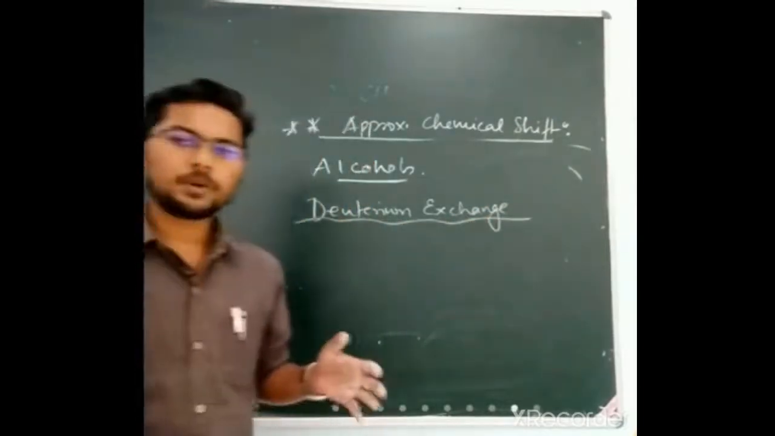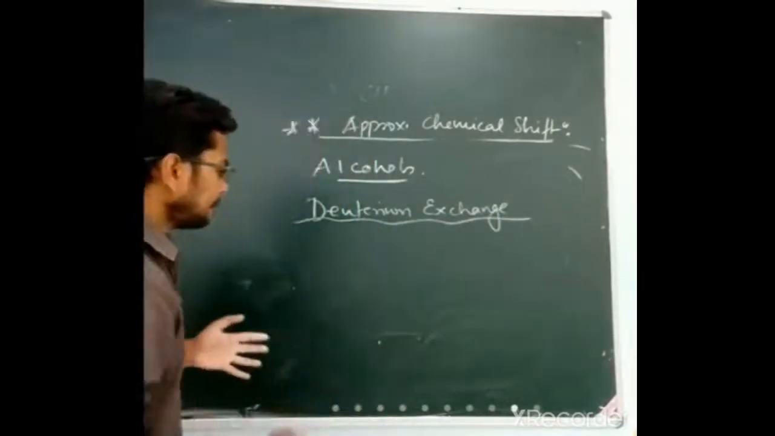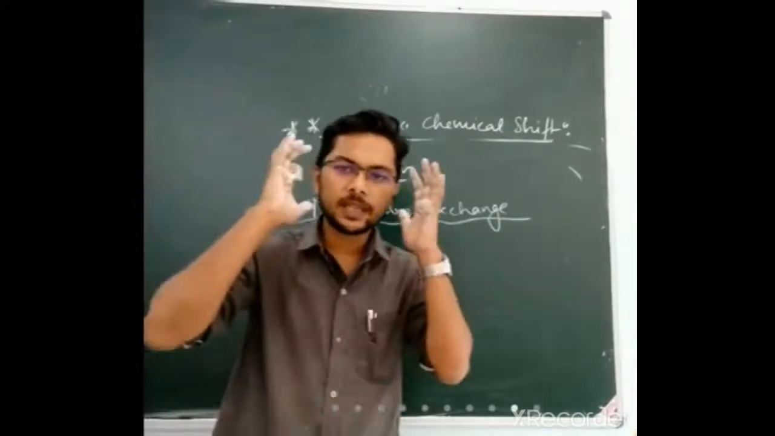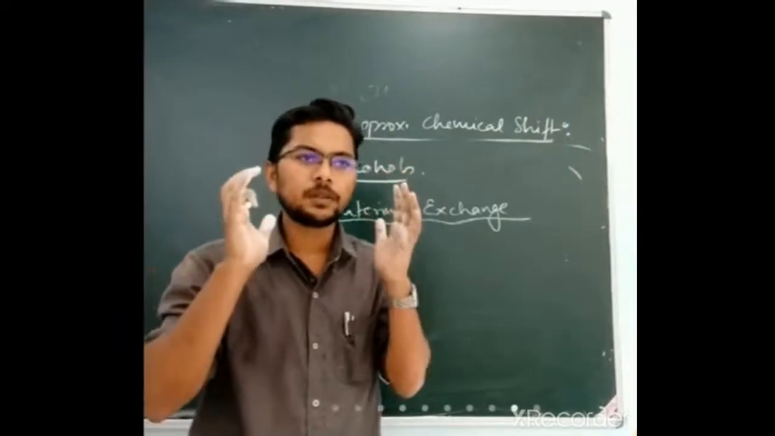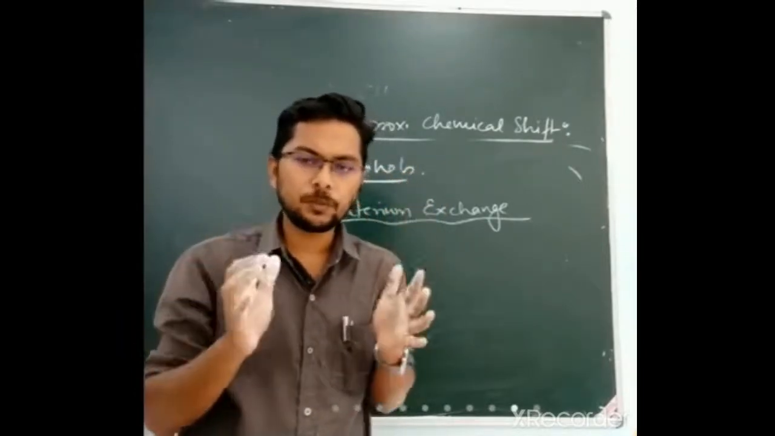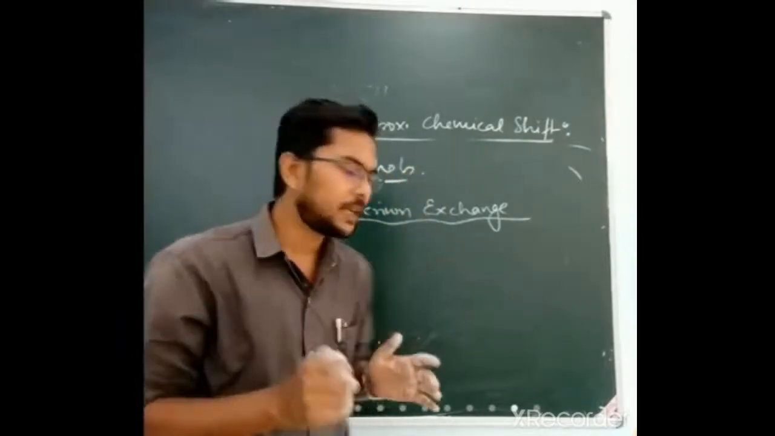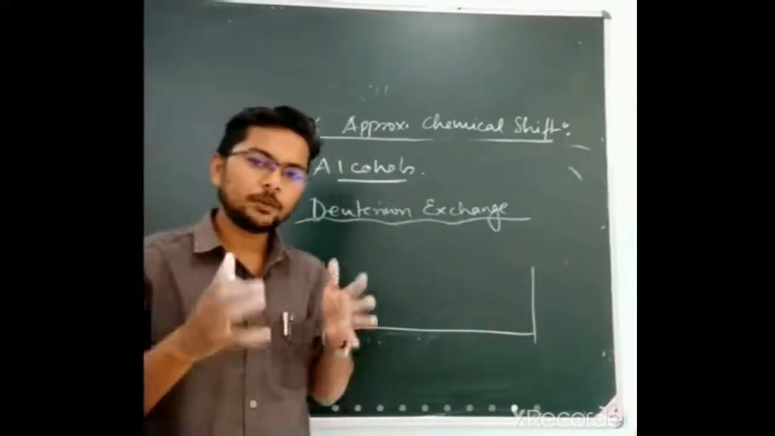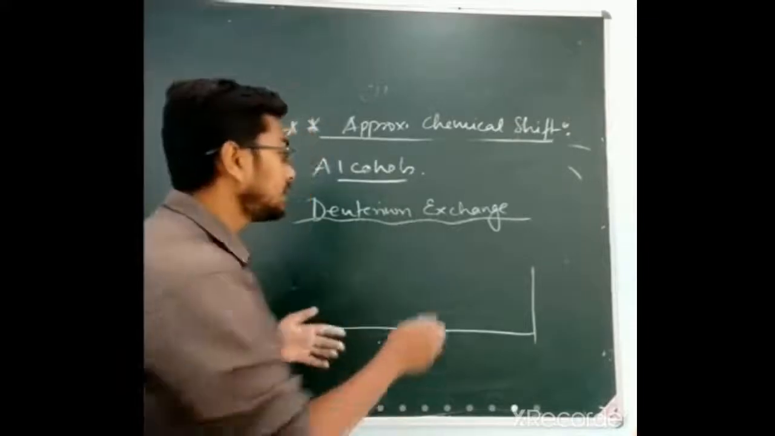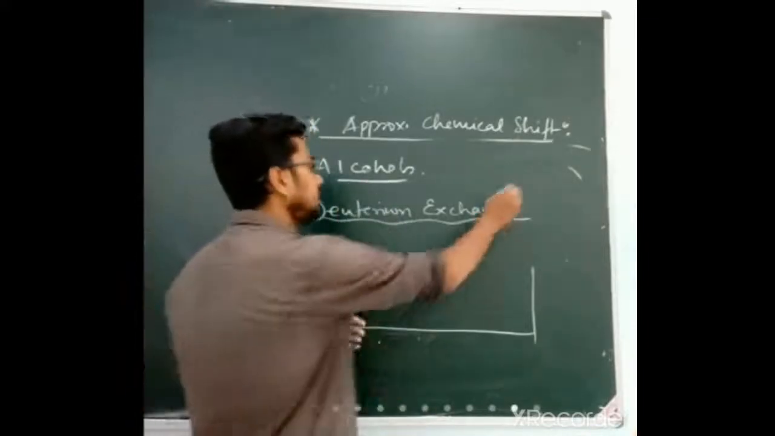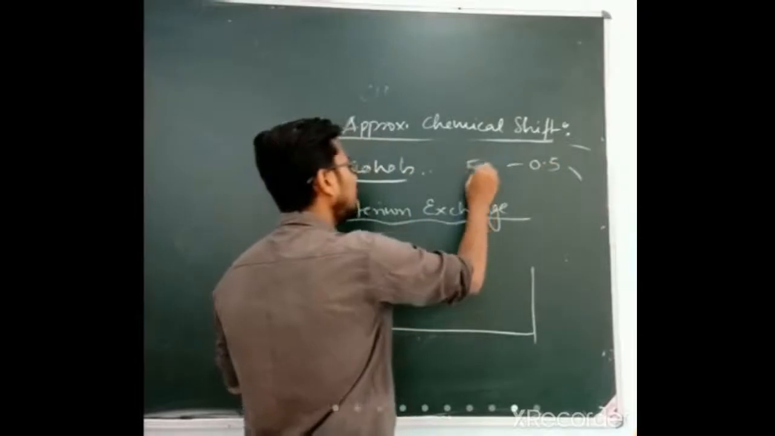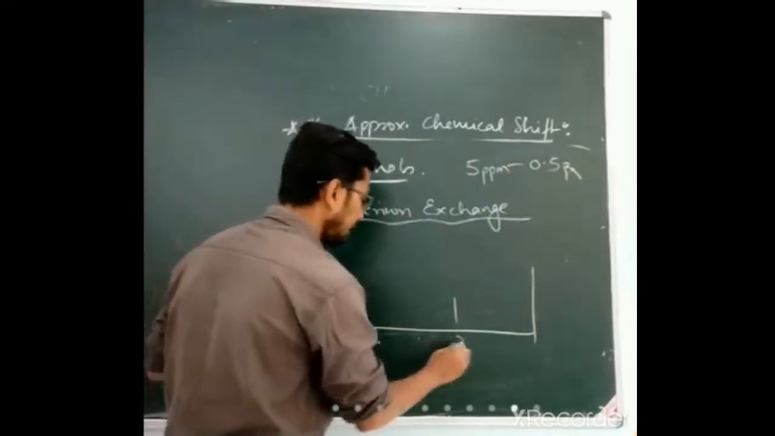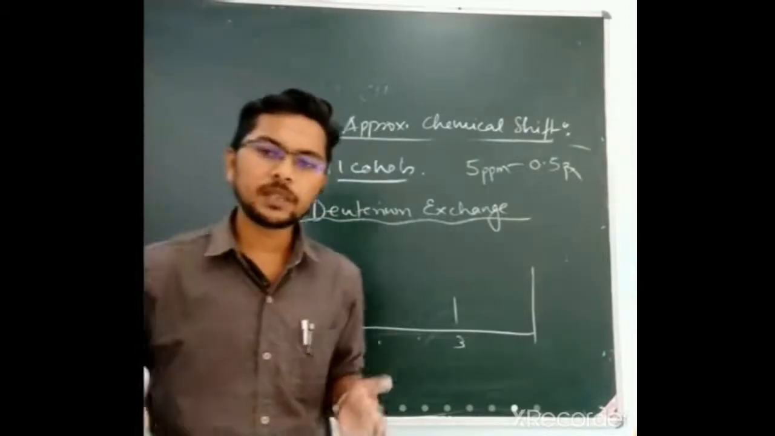Suppose your compound is unknown. Suppose you are taking an unknown compound, an alcohol. You are thinking that this structure should have an OH group, and you are recording an NMR. We know that the OH proton comes in a variable position. What is the range? The range is very wide, 0.5 to 5 ppm. So it is coming somewhere around 3, and you are not sure whether this is from the OH peak.